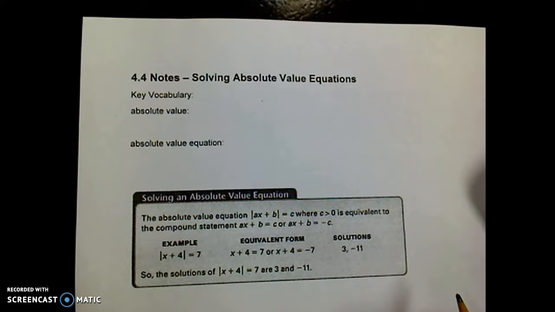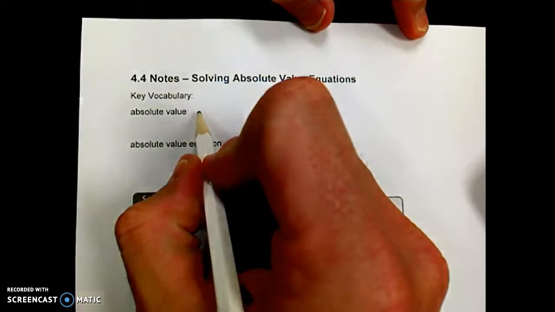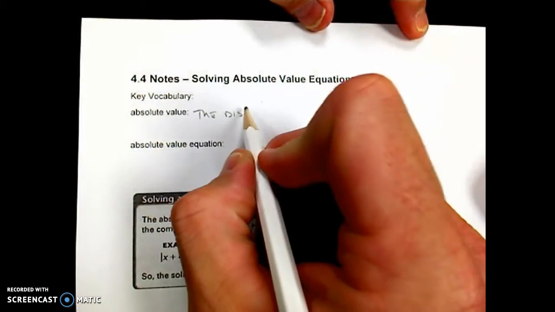Today we're going to look at solving absolute value equations. And it's a good place to start by reminding ourselves what we mean by absolute value. When we talk about absolute value, we're talking about the distance from a number to 0 on the number line.